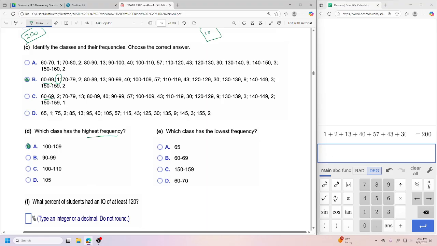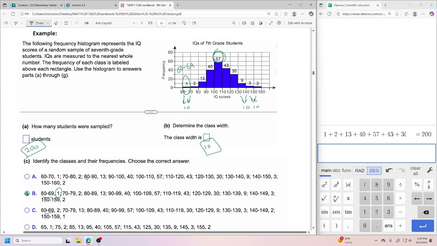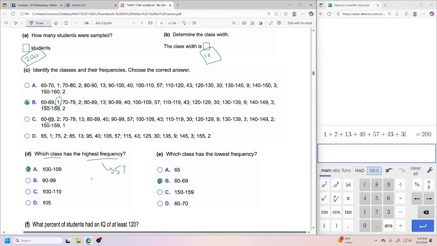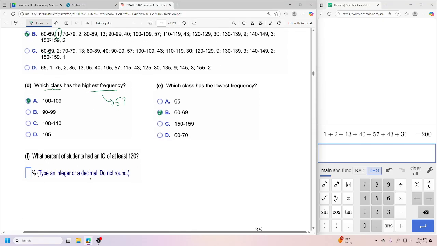I was wanting it, right? It said, hey, what is it? I was going to say 57, but they said which class has the highest frequency. I was mistaken there. Okay, which class has the lowest frequency then? Which one's the lowest? Yep, 60 to 69. Good to go there.